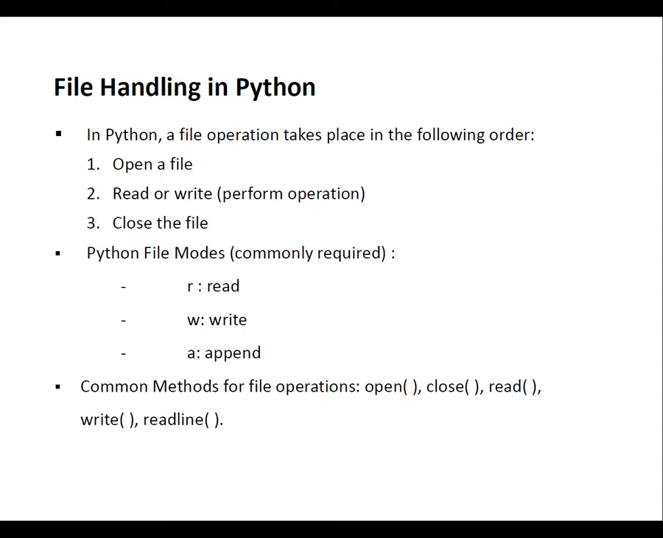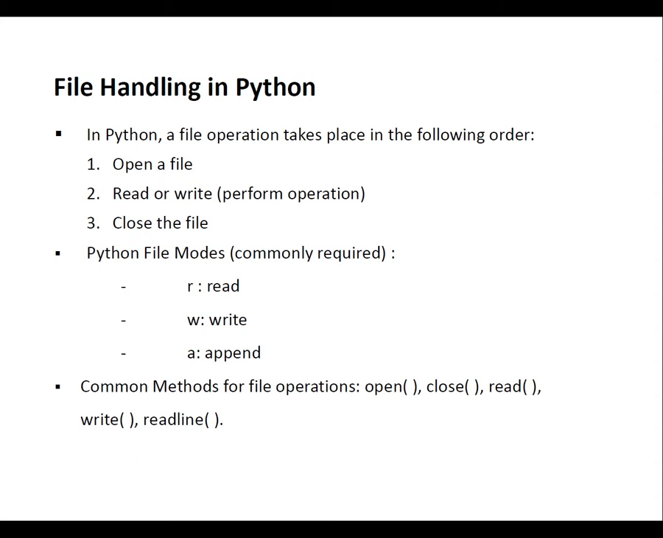Now, whenever we are performing these operations, it's for sure that we require some methods, and we need to tell Python in which modes we are trying to open the file. So basically there are three file modes. Actually there are many, but the ones that we are going to use are R for reading the file, W for writing the file, and A for appending data to a file.